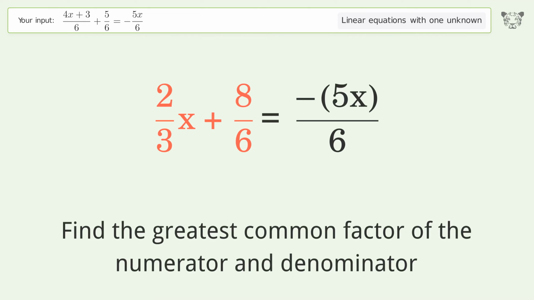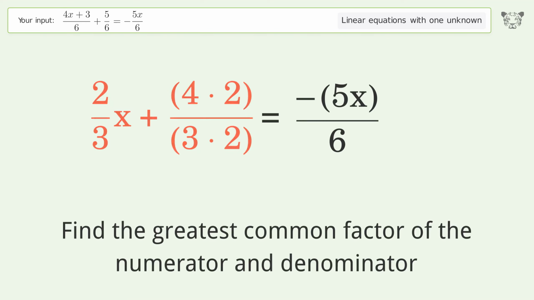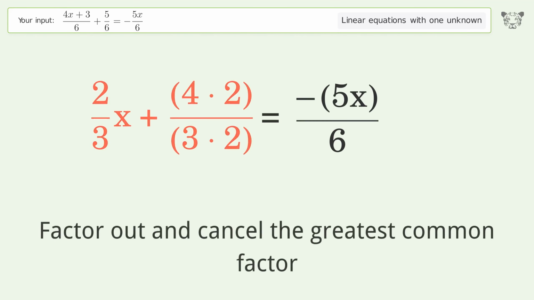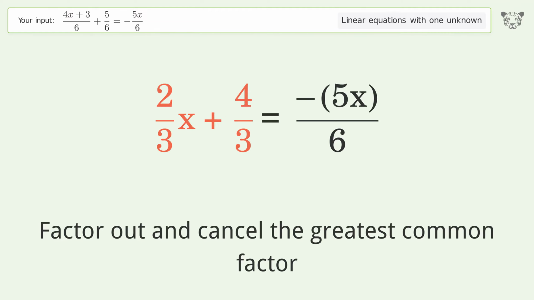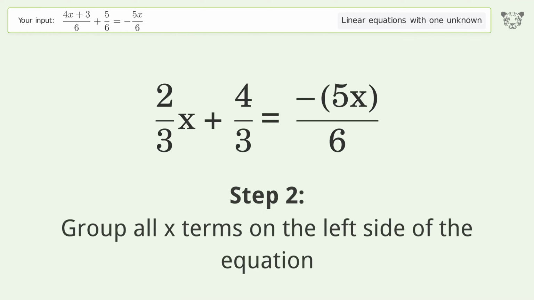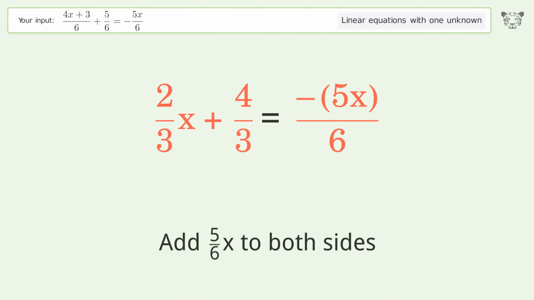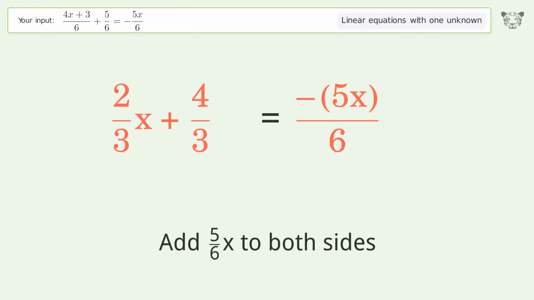Find the greatest common factor of the numerator and denominator. Factor out and cancel the greatest common factor. Group all x terms on the left side of the equation. Add 5/6x to both sides.